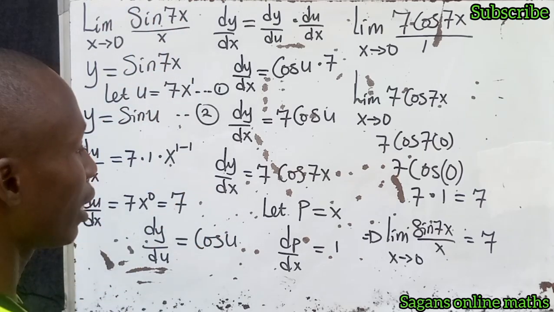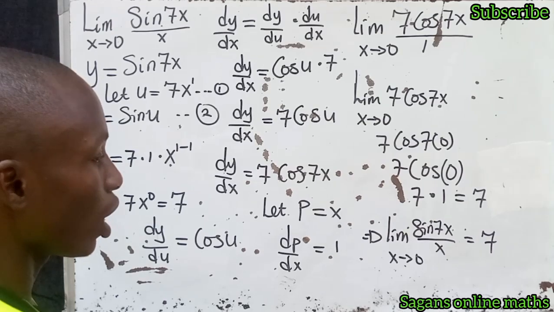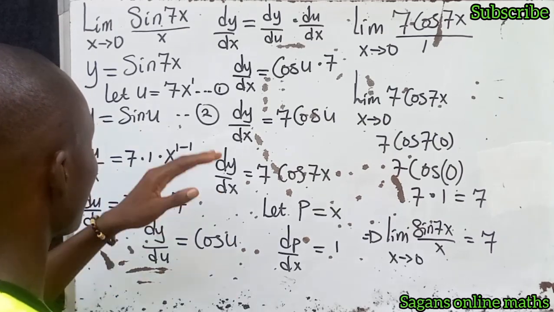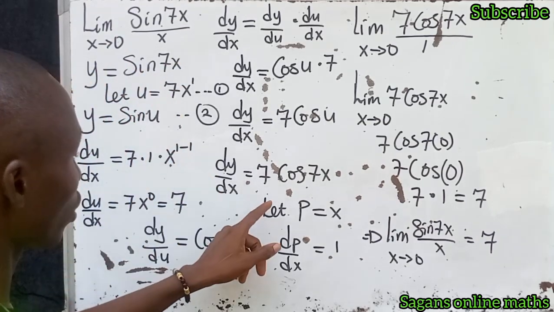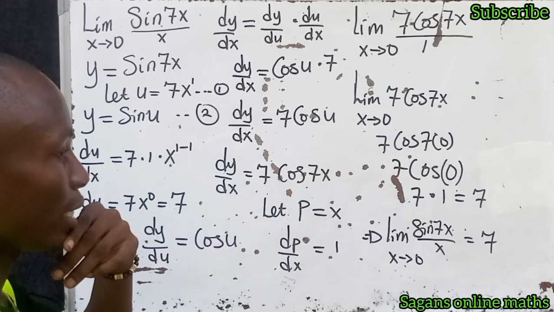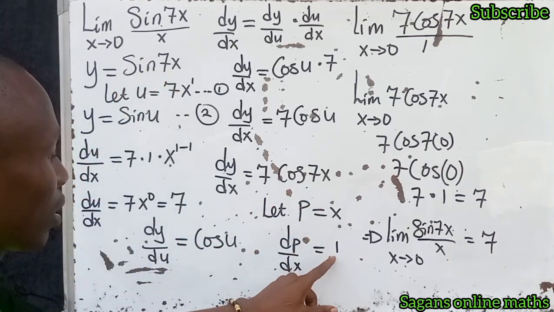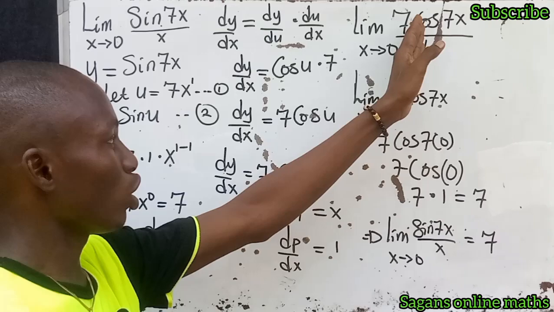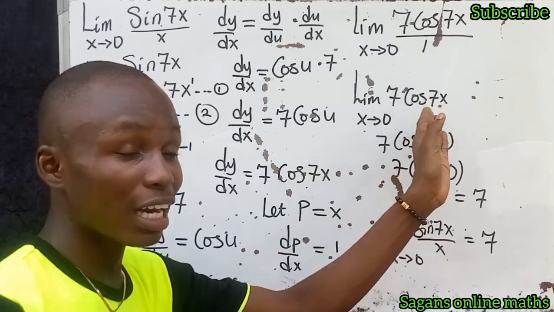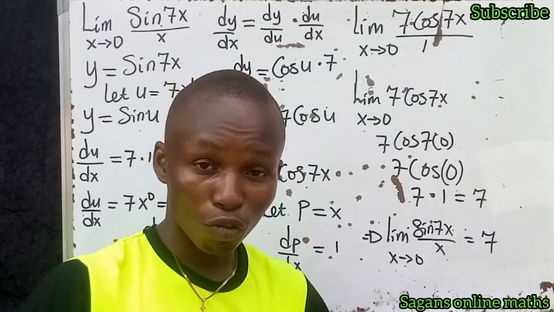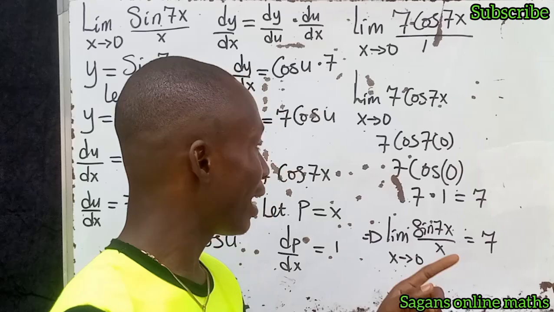But what are we going to do? L'Hôpital's rule will help us a lot. First of all, we differentiate the numerator, and also differentiate the denominator. As you can see, the derivative of the numerator gives us 7 cos 7x, and the derivative of s is just 1. That's why you have it here. And all this divided by 1 is just this. From here, you're free to apply where s tends to 0.